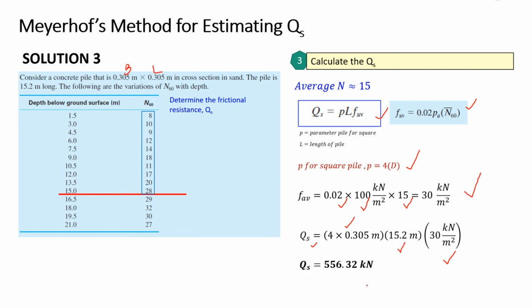So this is how we use the SPT N value to get the resistance friction, to get the QS.